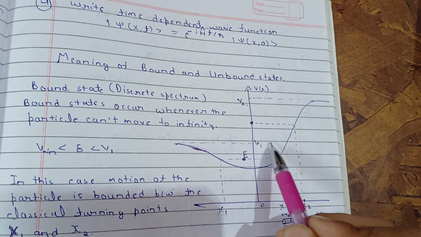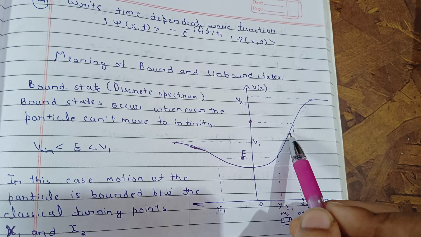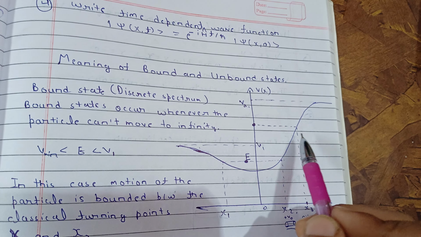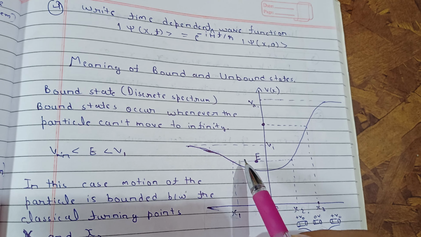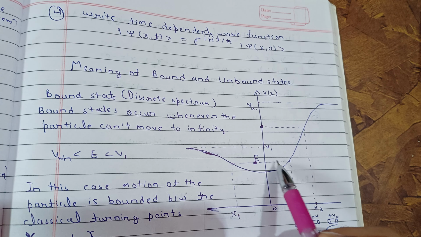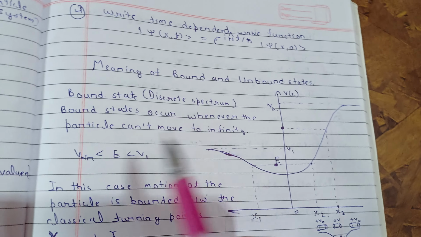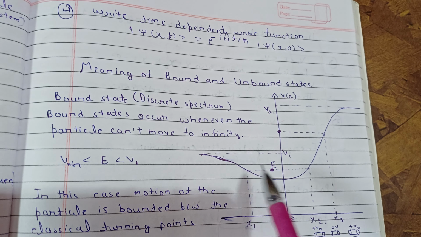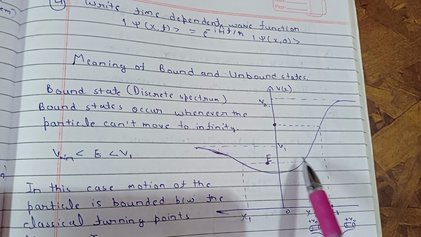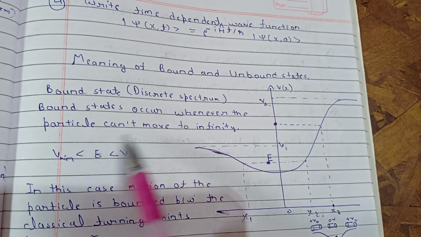But when it goes above this, the particle will turn from this and go to infinity. That will be unbound motion. That is the basic definition. In the bound state, the particle can have only discrete energy states, meaning first, second and third, so it will be a discrete spectrum. Bound states occur whenever the particle can't move to infinity. So here it will be bound and it can't move to infinity. That's why we call it a bound system.